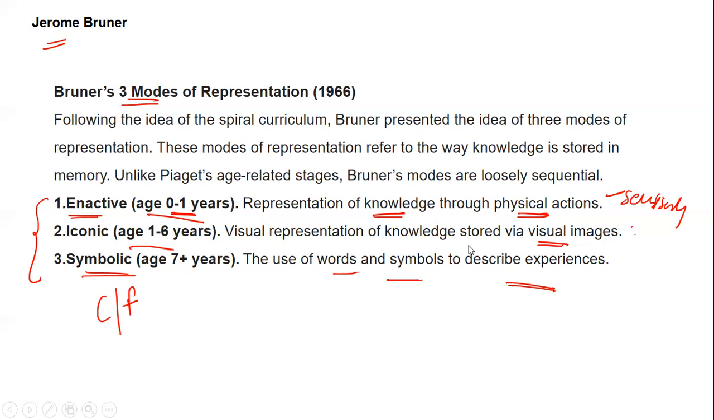But as I said, various psychologists and thinkers had their own way of giving theories or understanding learning theories. As per Piaget, it was these four stages. As per Bruner, it was these three modes of representation.